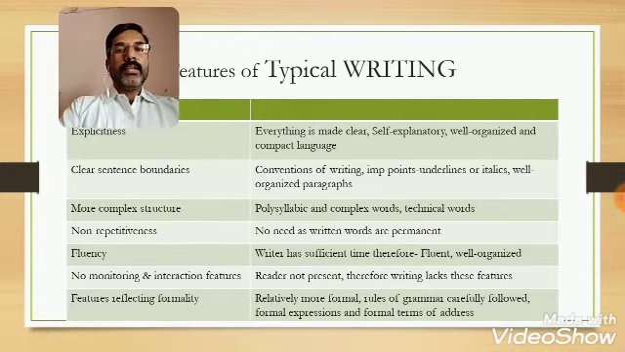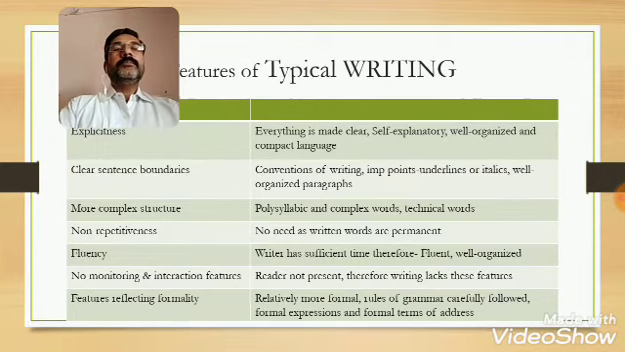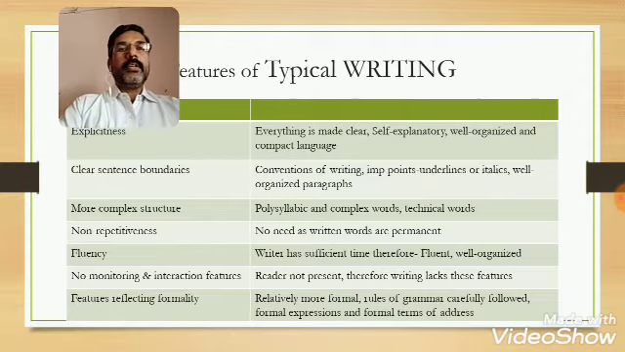The third feature of writing is more complex structures. So polysyllabic words and complex words which a writer chooses result in complex structure of writing. Most of the times writers use technical words also, which results in obscurity. The next feature of writing is non-repetitiveness, as there is no need to repeat any word because written words are permanent. So the writer does not repeat any single word or expression.